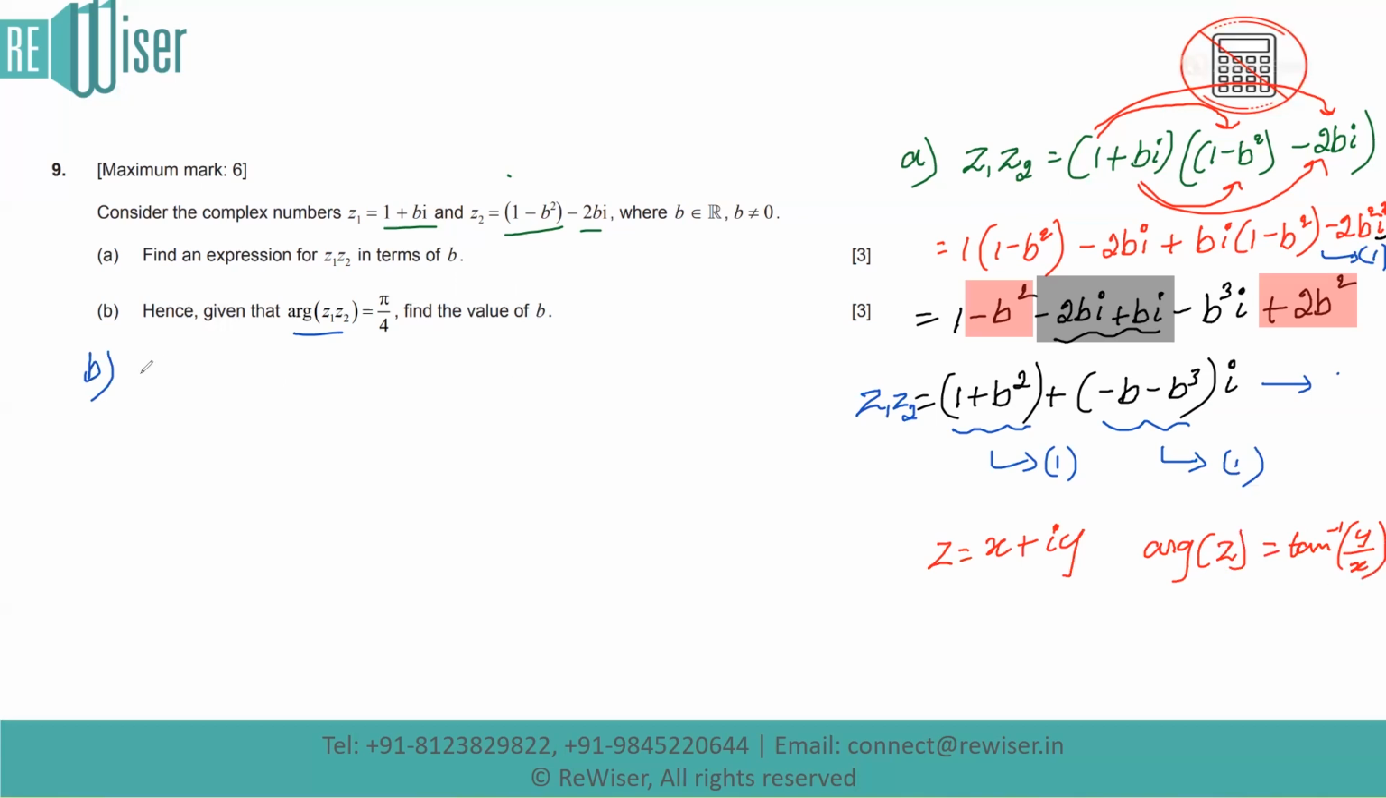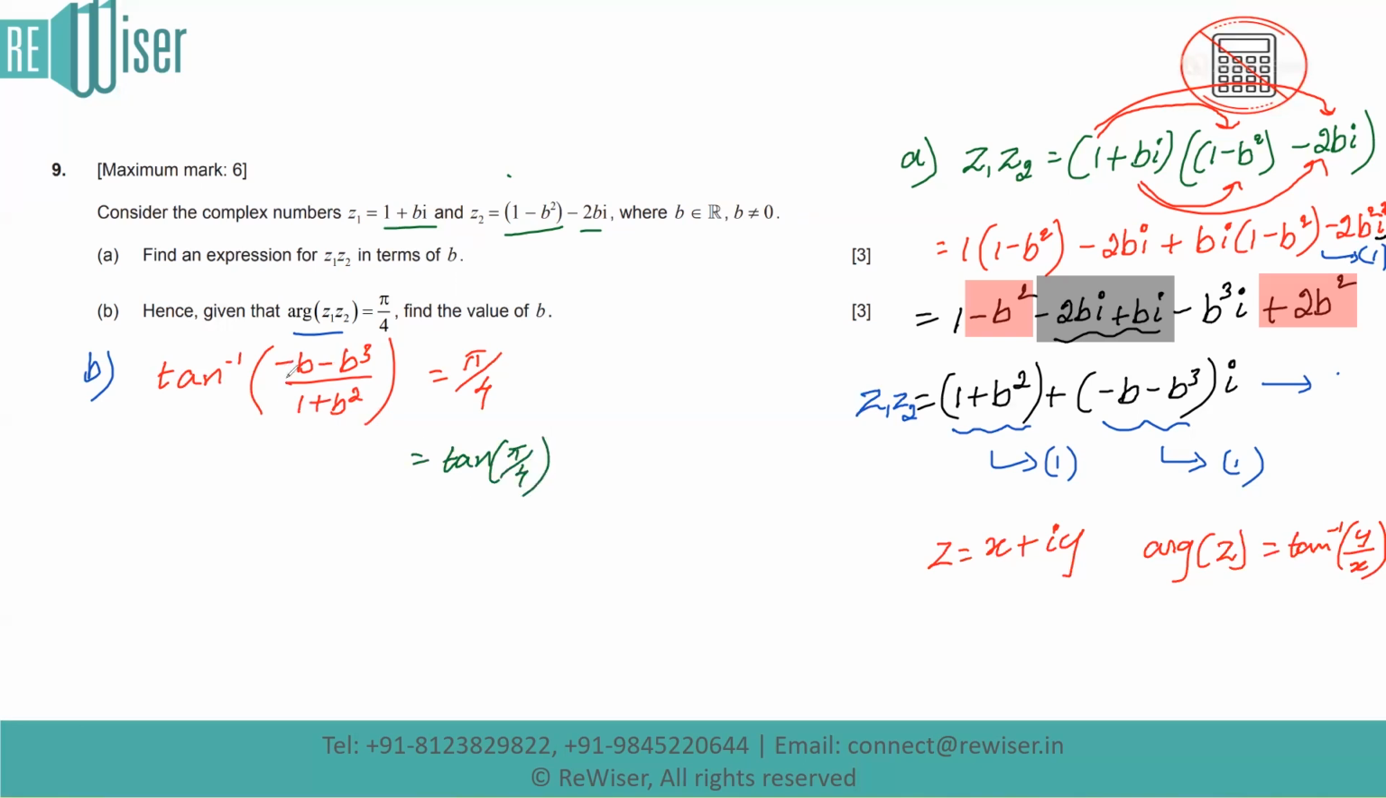So keeping that in mind, argument of Z1 and Z2. So this is the real part and this is the imaginary part. So it's going to be tan inverse of, in place of y, we have negative b cubed divided by 1 plus b square. And this is equal to pi by 4. I can take this tan inverse to the other side. When tan inverse goes to the other side, it will just become tan of pi by 4.